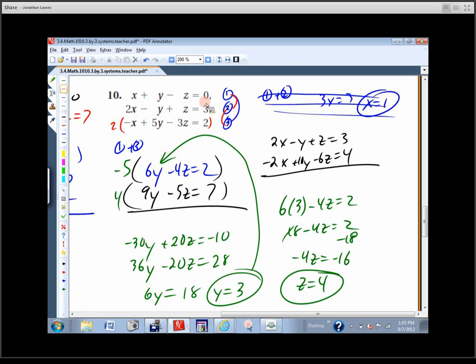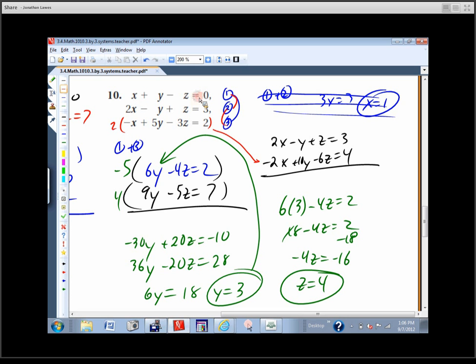Would it be easier to plug the two of these into the first one? How did you get that 9y minus 5z equals 7? I got it equals 5. This one right here? We put the two of these together. So here's where this one came from. I multiplied this one by, what's that? Good? Okay. Anything else?